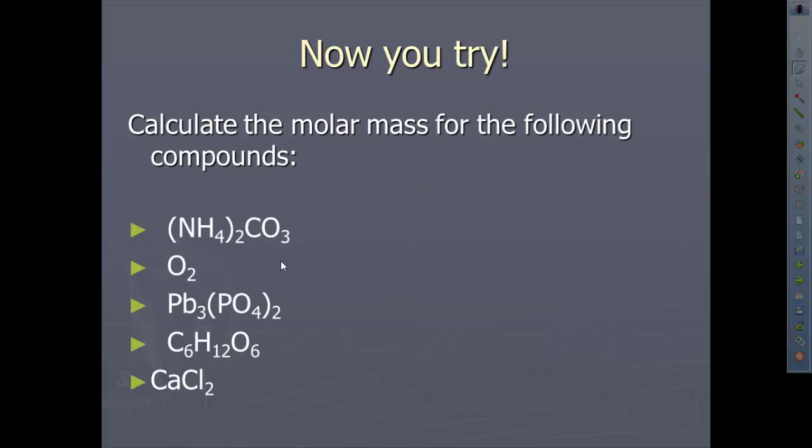Alright, so here are the answers. For the first compound, you have 2 nitrogens and 8 hydrogens. There's 1 carbon and 3 oxygens. If you've done your atomic mass for each element correctly, you should get a total of 96 grams per mole for this compound. The second one is the element oxygen. Oxygen's diatomic, so I took the mass from the periodic table, which was 16 grams, times the 2, and I get a molar mass of 32 grams for O2.